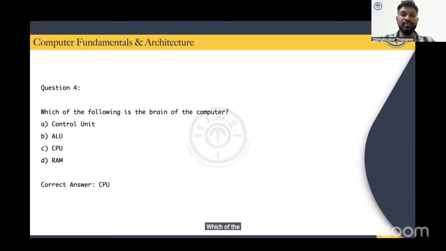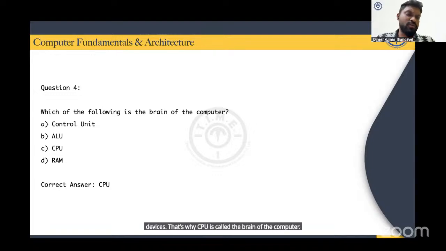Which of the following is the brain of the computer? Right? So these are all most commonly asked questions, right? We have four options, and the fourth option is a new one here. And the final answer for this question is CPU. This is a fundamental question, often asked in SSC and bank exams. The CPU, central processing unit, controls all the operations, performs calculations, coordinates memory and devices. That's why CPU is called the brain of the computer.